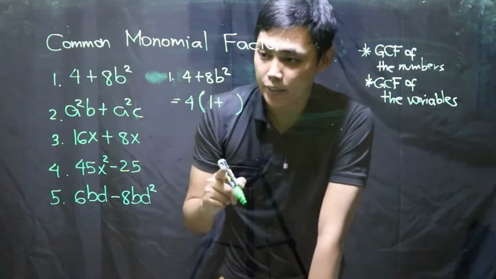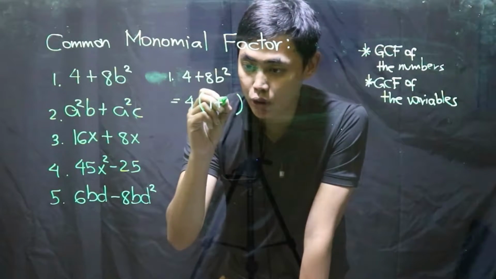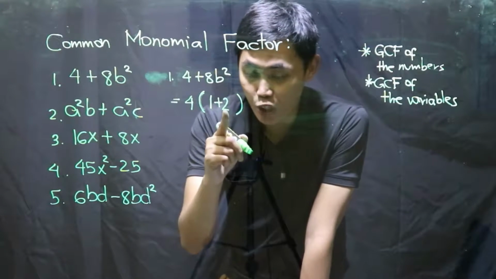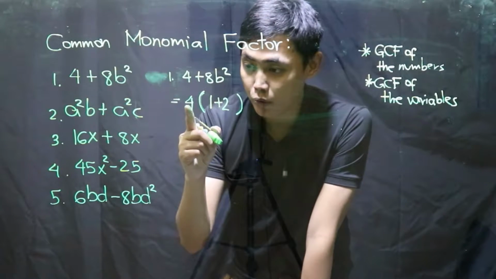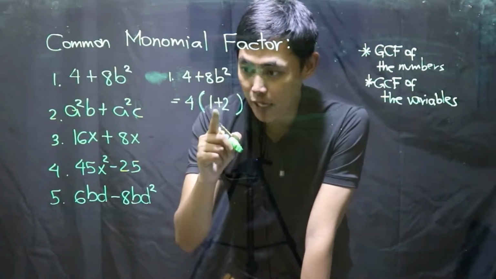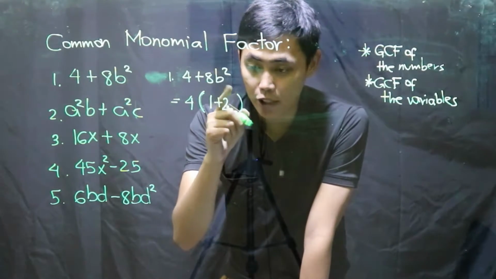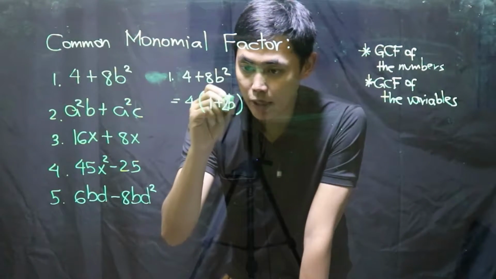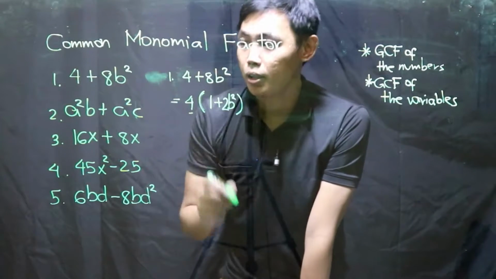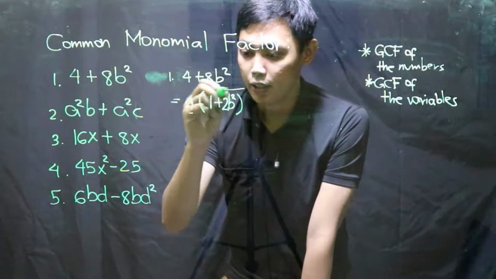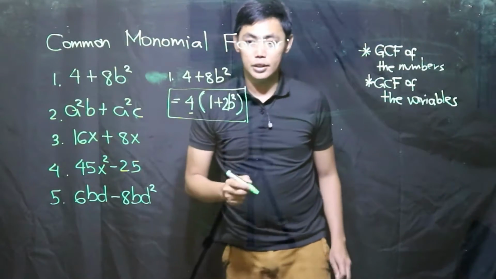How about 8? Nigawas si 4, pilay mabilin ni 8? The answer is 2. Ngano? Because if you distribute 4 times 1, 4, plus 4 times 2, 8. Then, since wala na hilabti si b squared, mabilin si b squared sa sulod. And this 4 is our common monomial factor, and this is the other factor. Okay? So, mao na ang atong answer.